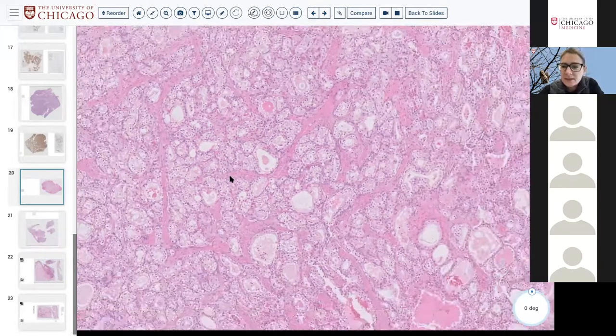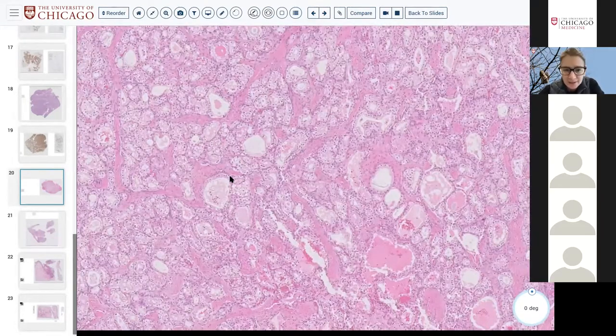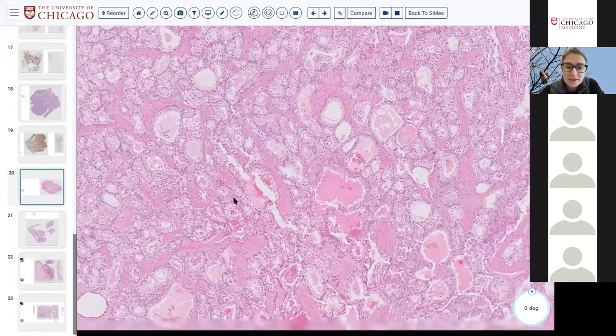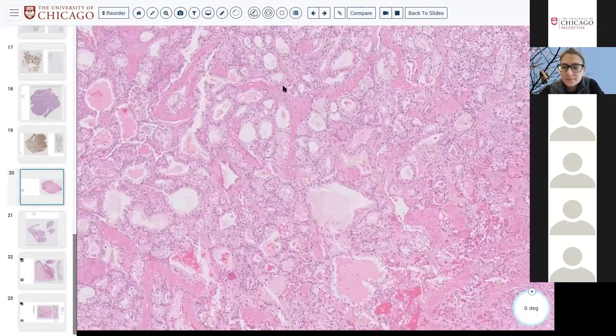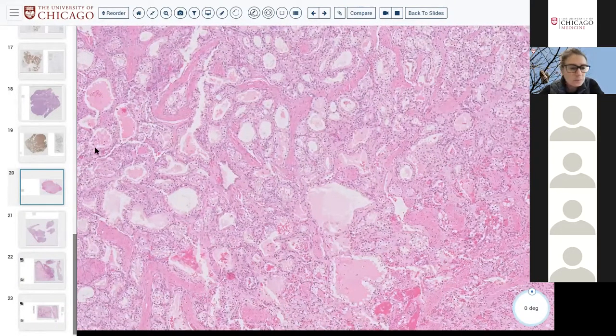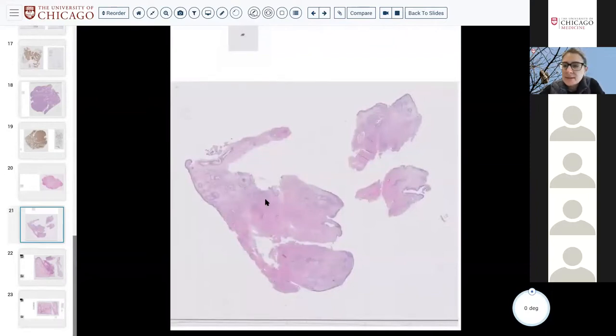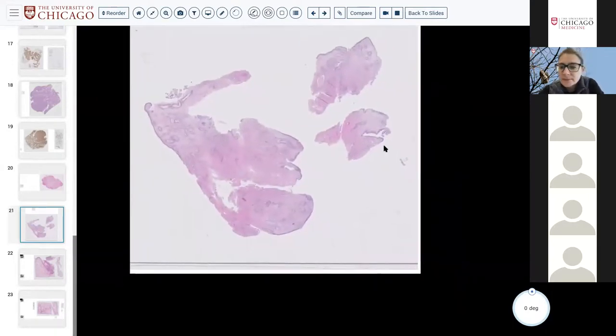But yes, this is sinonasal renal-like adenocarcinoma. I don't have an immuno here because this was not an in-house case. Does anybody have questions or comments? Okay, good. The sinus is very weird. Oh, I have a comment, Dr. Cipriani. Yes.